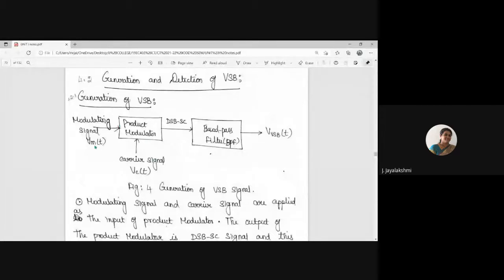As usual, it takes a modulating signal and the carrier signal. This product modulator multiplies these two signals and it is capable of generating a double sideband suppressed carrier. This double sideband suppressed carrier is passed on to a band pass filter in such a way that it passes a band of frequency and suppresses a portion of the frequency. The portion to be suppressed depends upon the carrier frequency fc and the vestigial frequency fv that is chosen.